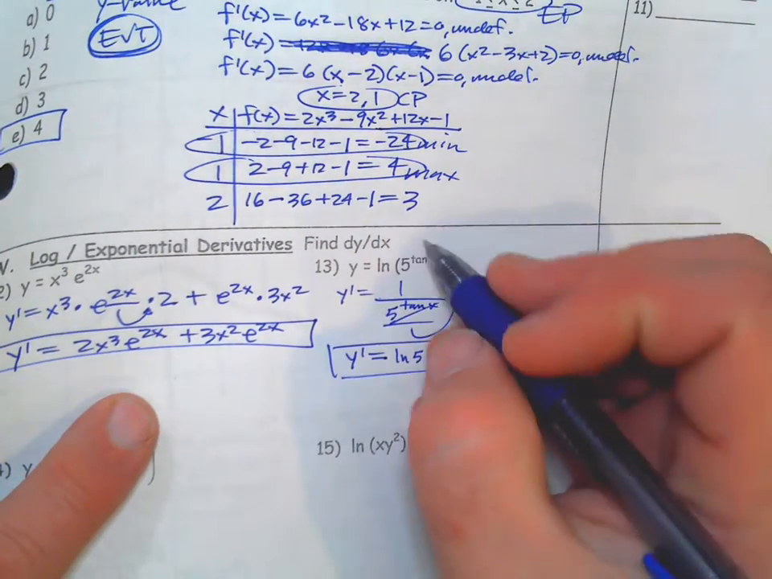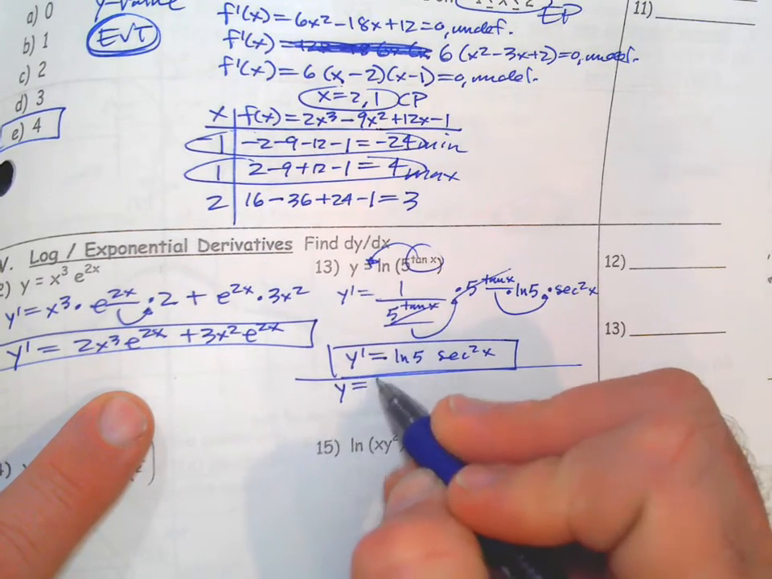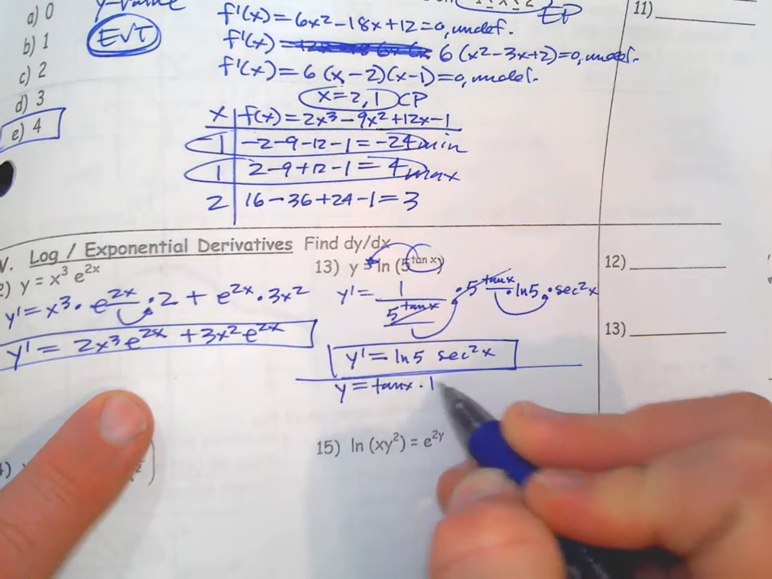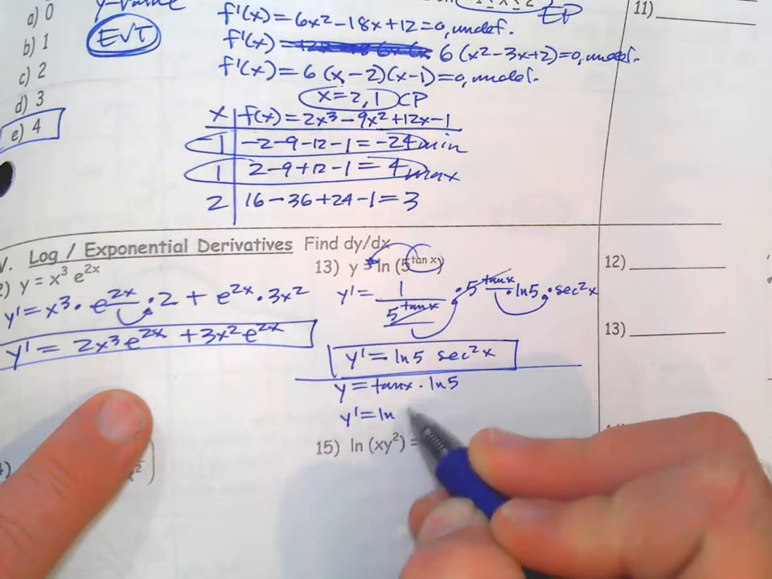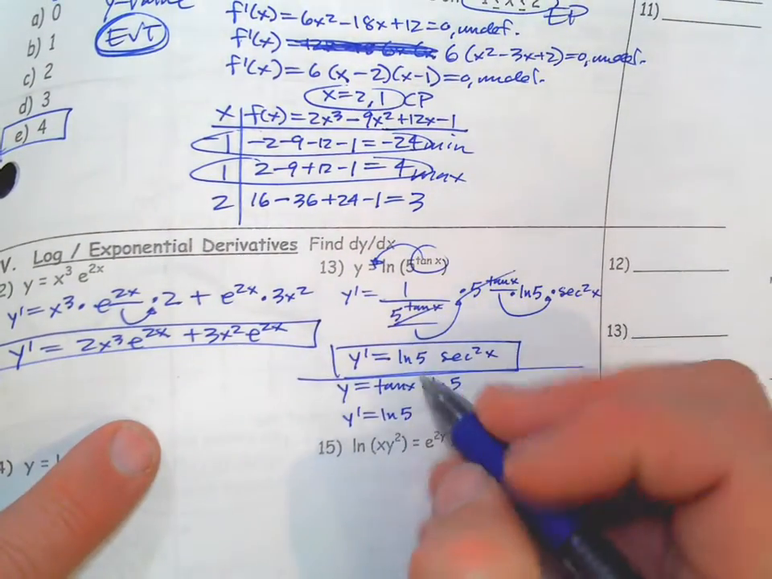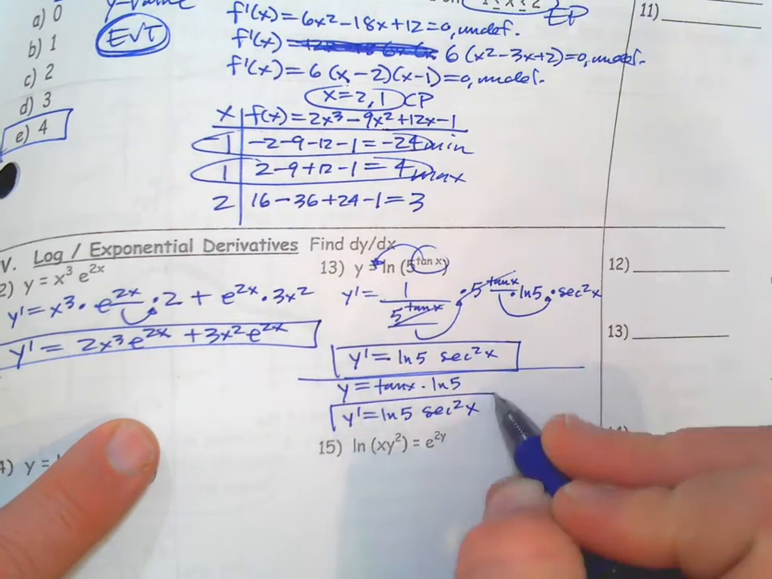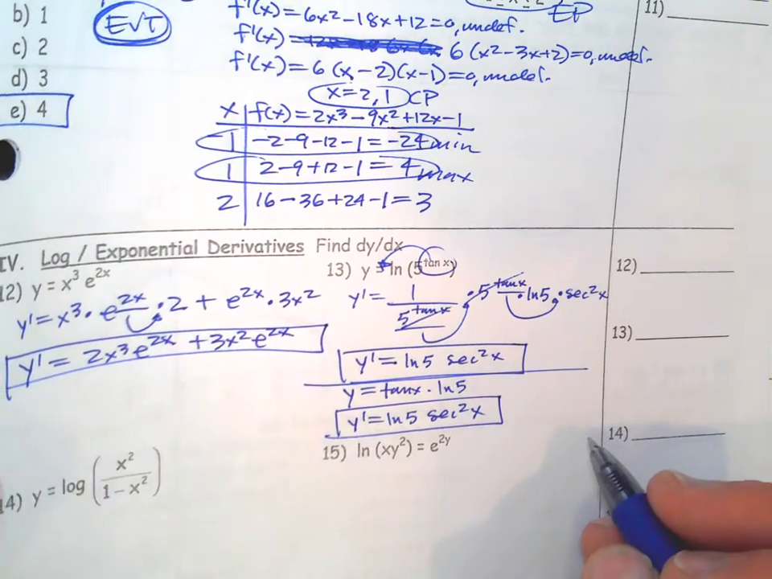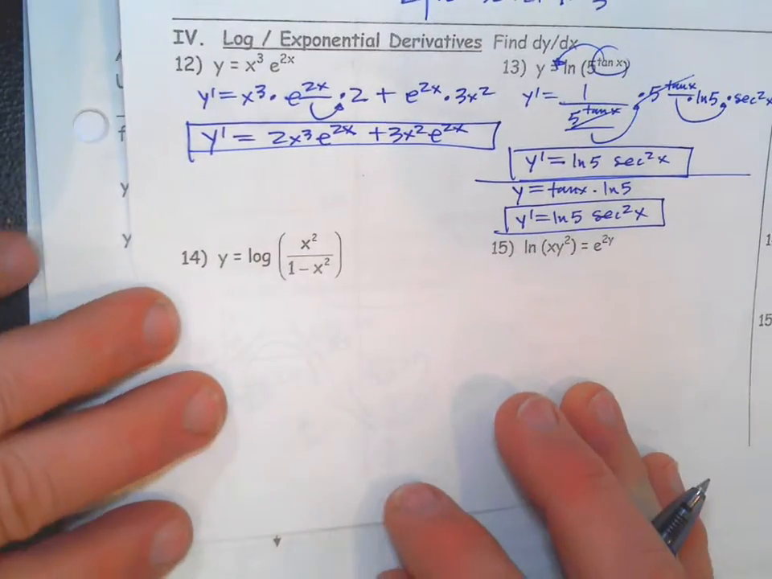Or alternatively, you could have used log rules right at the beginning and rewritten this as tangent x times natural log of 5, and then just take the derivative of this. Now, natural log of 5 is just a number, so it just stays in front. You don't have to do product rule. Derivative of tangent x is secant squared. Hey, wow, that was a lot easier, and the same answer. Something to consider. Log rules, right?